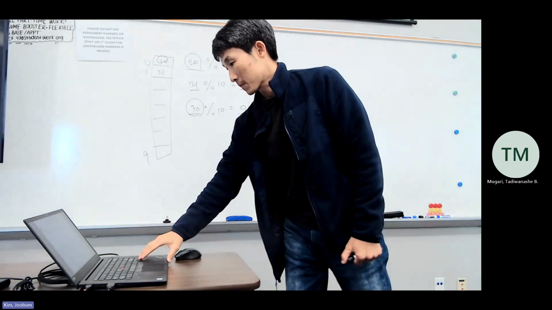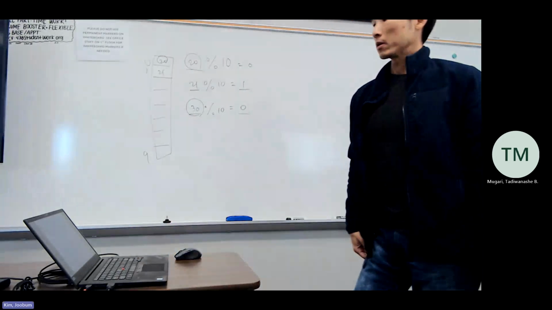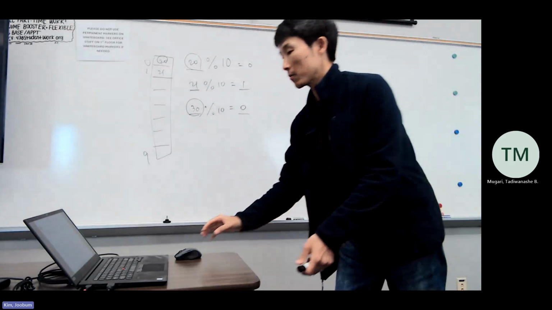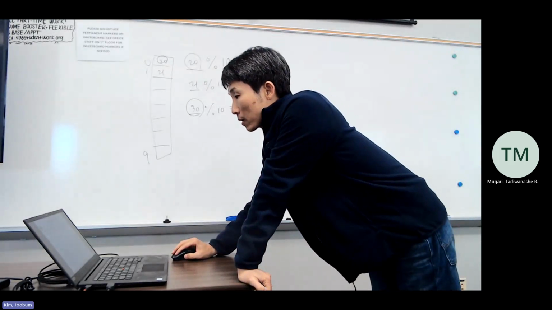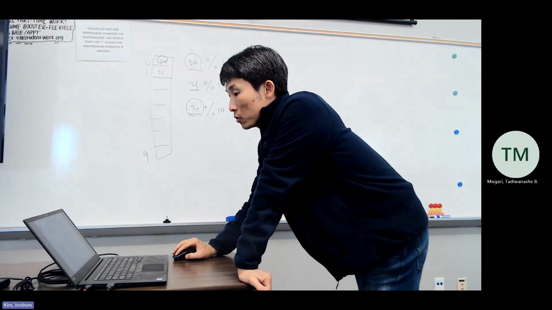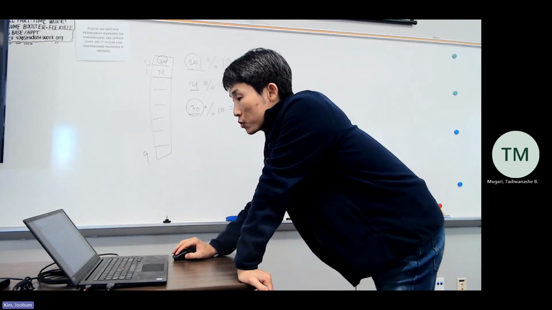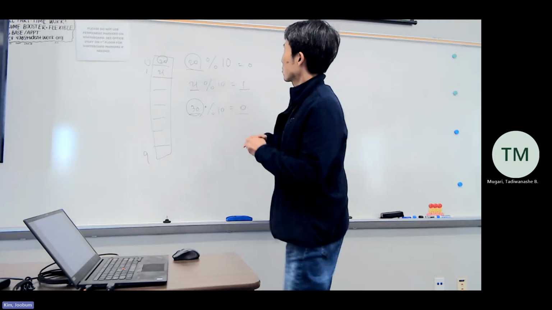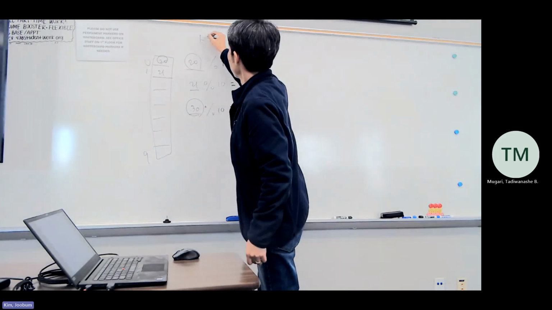Okay, and the next approach to avoid the clustering problem is double hashing. Double hashing means we use two hashing functions.